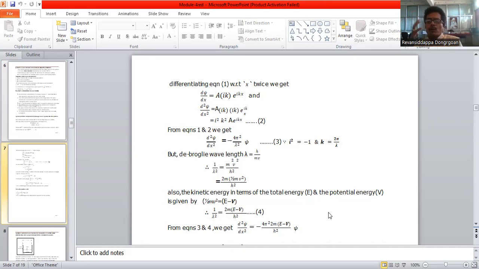But according to the de Broglie hypothesis, what we know is that lambda is equal to h by mv. So 1 by lambda, reversed, can be written as mv by h.